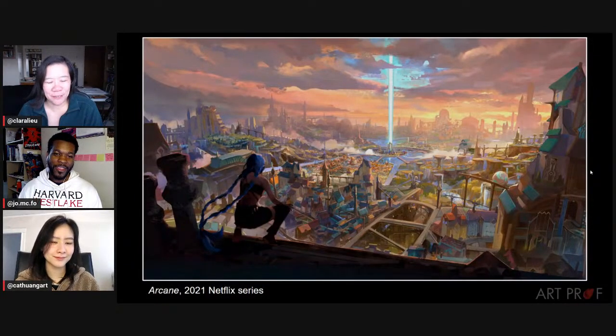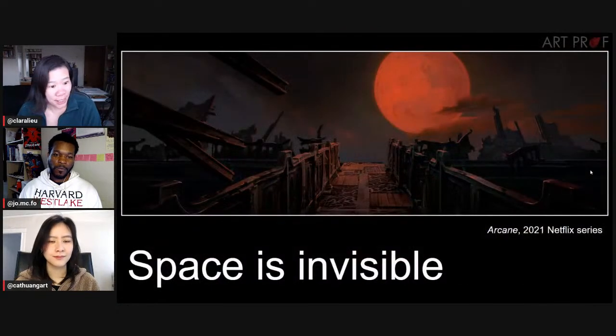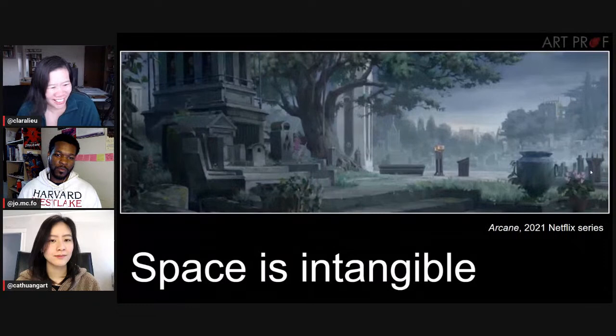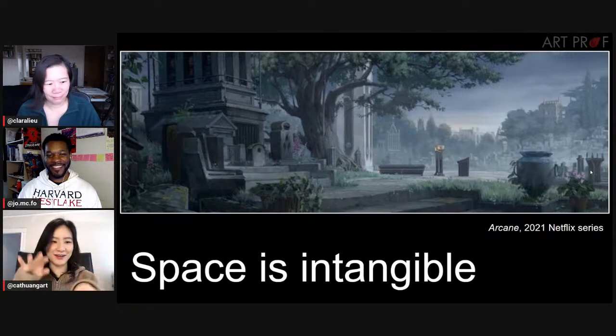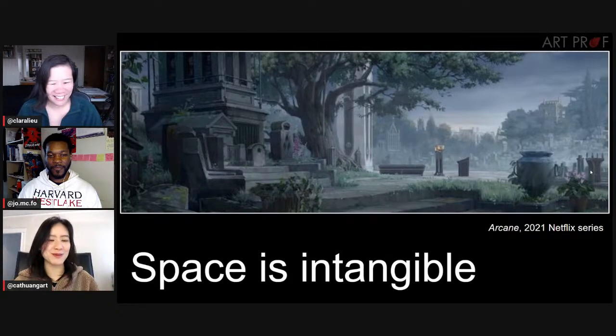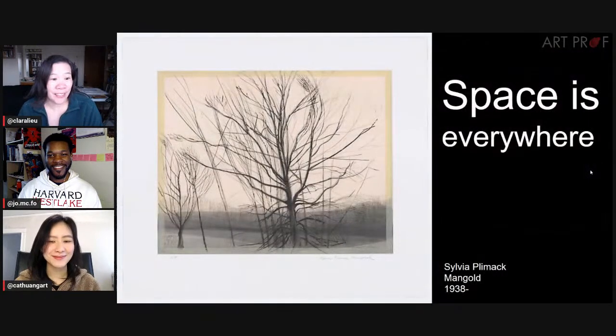Atmospheric perspective is a concept in two-dimensional artwork that creates the illusion of space. Now, this is tricky because space is invisible and you can't touch it. I mean, that's true. If I do this, I can tell you that I'm moving in space, but how am I supposed to prove it to you? The other thing, it's everywhere, literally.